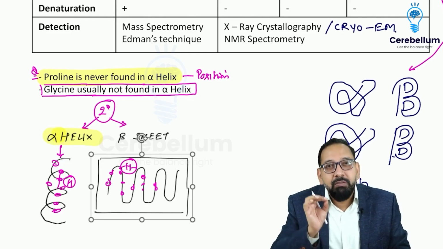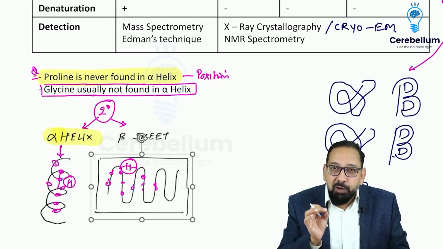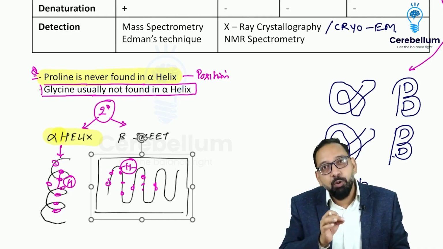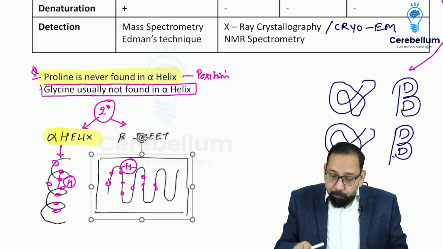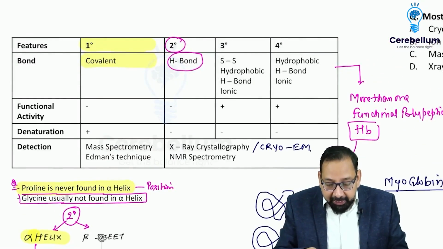Which amino acid will disturb this alpha helix? Answer would be proline. Best answer. If proline is not given, answer would be glycine. So we have discussed primary structure and secondary structure.